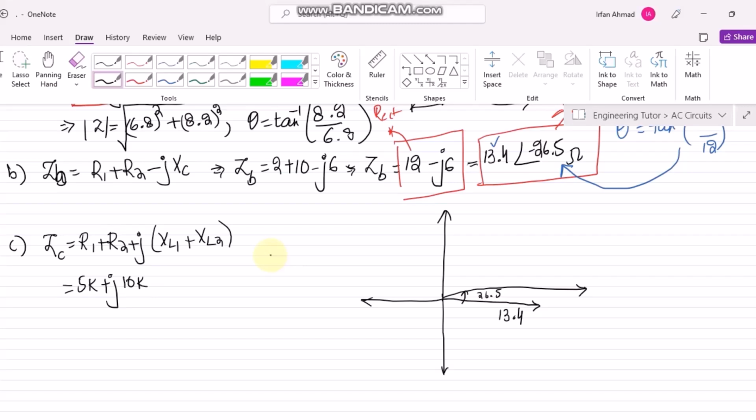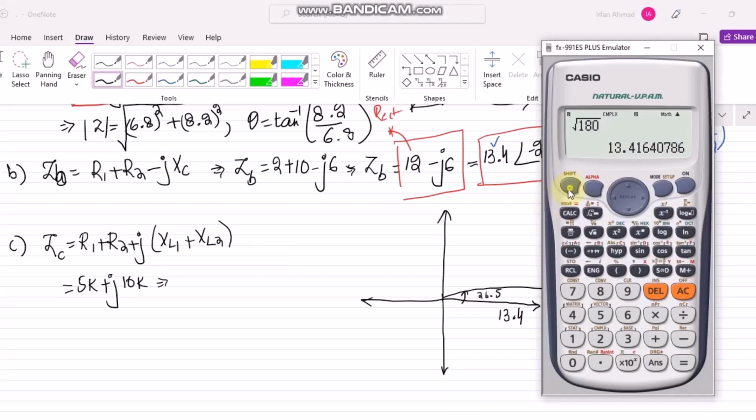That is basically the total impedance in the circuit given in part C, and this is again in the rectangular form. Now, calculating it in the polar form, let me move again to the calculator.